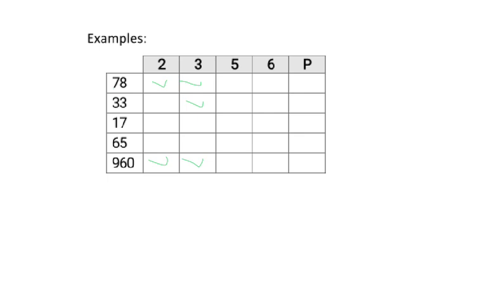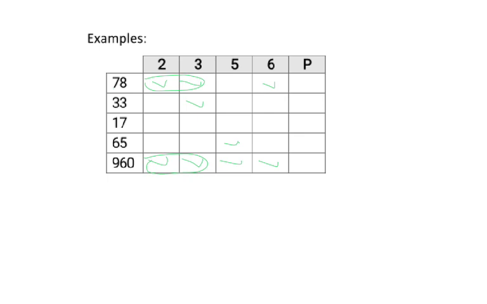So now let's look for 5. Remember, for a number to be divisible by 5, it has to end with a 5 or a 0. Thinking of that, we can see that only the last two questions end with a 5 or a 0. So those two are divisible by 5. Question 6. If we look at the number 6 and what's divisible by it, remember the rule is it has to be divisible by 2 and by 3. So if we look, we can see that 78 is divisible by 2 and 3, and 960 was divisible by 2 and 3.